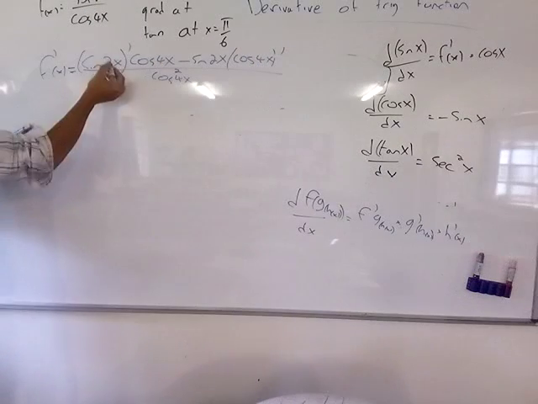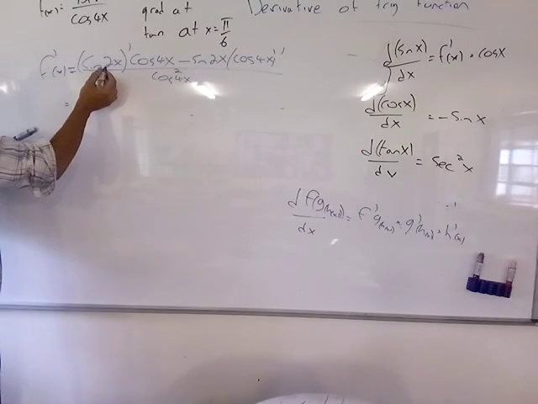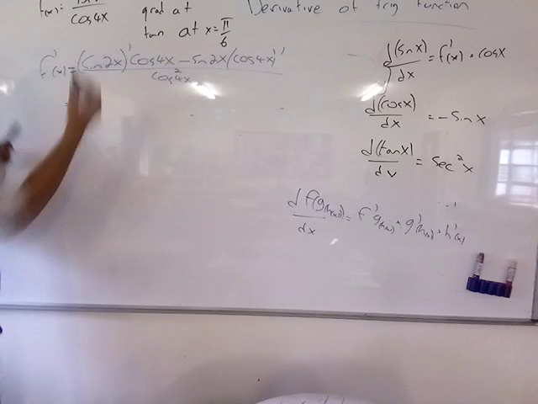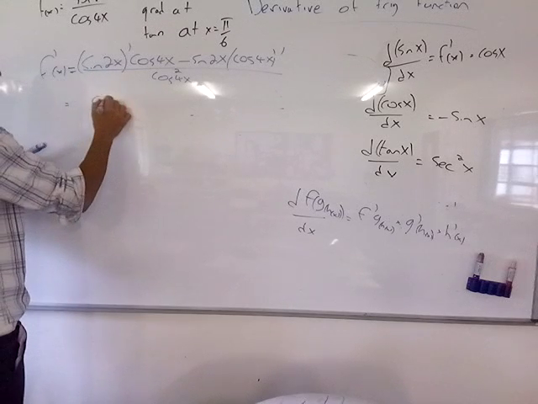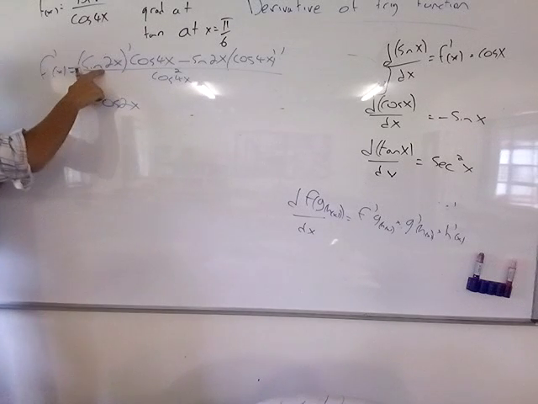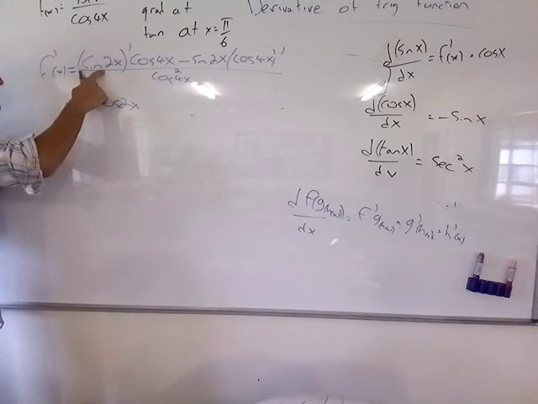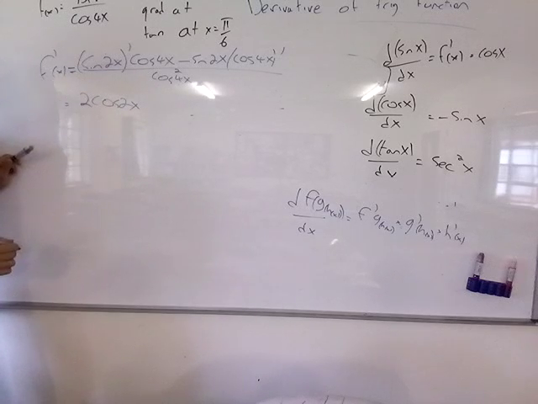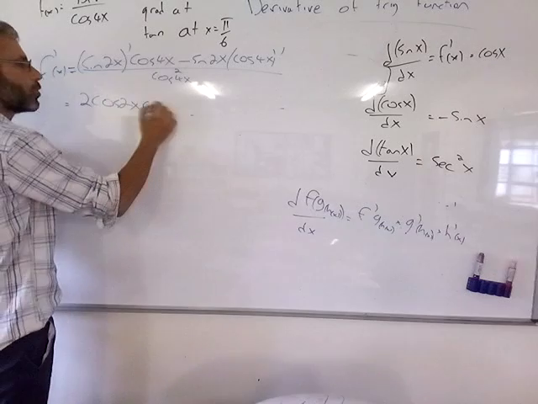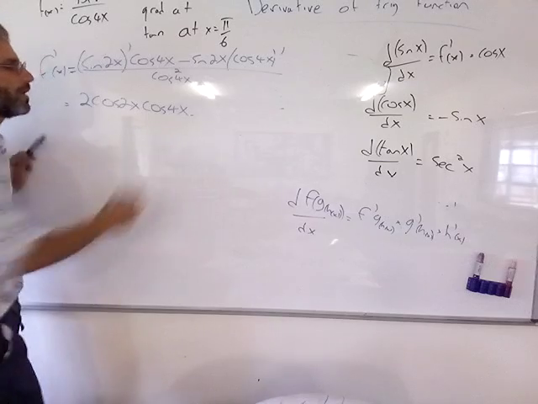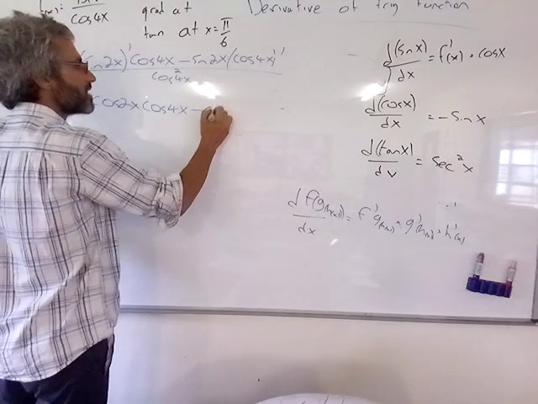Now, I need to do it. So what's the derivative of sine 2x? Well, the derivative of sine is cosine. So it's going to be cosine 2x, but I've got to multiply by the 2 inside. So it's 2 cosine 2x, chain rule, multiplied by cosine 4x. Minus, I'm just copying, sine 2x.